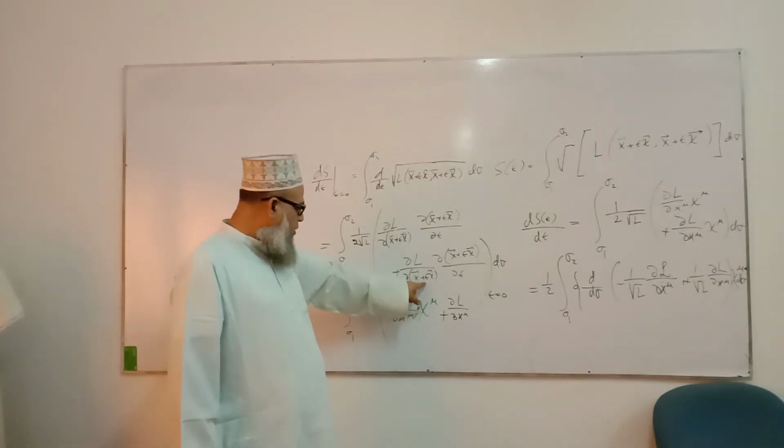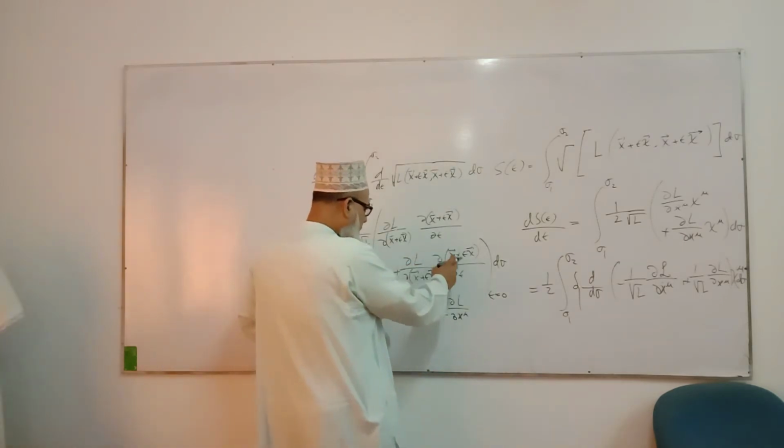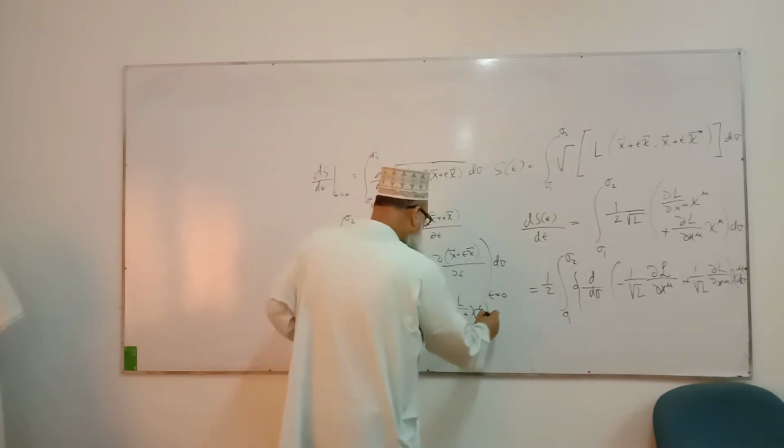Epsilon is 0, so the second term is 0 and x in component form is x mu. Here, when you differentiate x, you get 0. Here epsilon cancels out, and you get only chi. This is one.